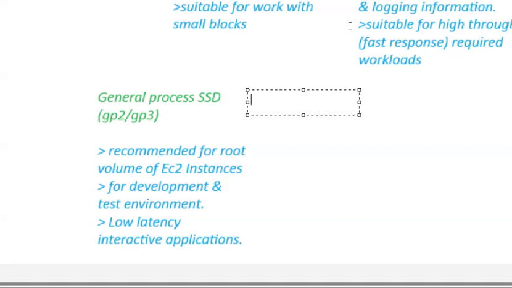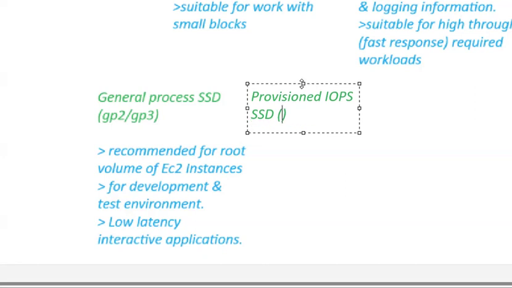That second type is Provisioned IOPS SSD volume. Under this, there are again two volume types, that is IO1 and IO2. So when are these used, sir?